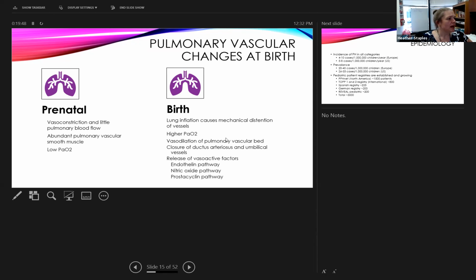So remember, prenatally, pulmonary vessels are vasoconstricted and there's not a lot of blood going through them. And there's a lot of smooth muscle in those vessels. At birth, you've got mechanical distension of the vessels when the lungs inflate. Your PaO2 goes up. Oxygen is a vasodilator, so you start having dilation of the pulmonary vessels. You have the closure of the ductus and the umbilical vessels, and then you have all of these other chemicals that are released that help transition from prenatal to postnatal pulmonary circulation.